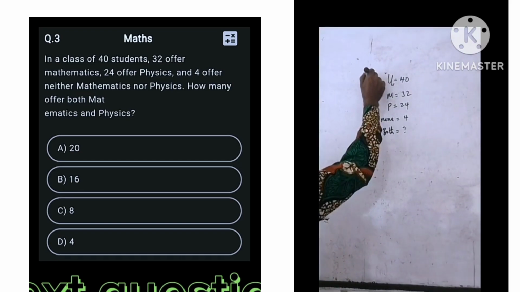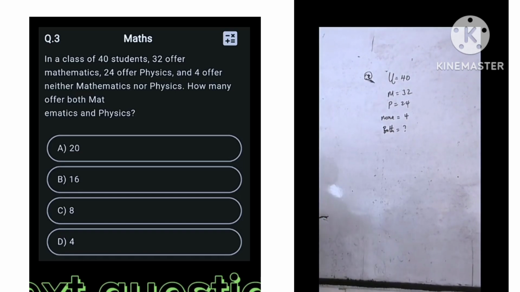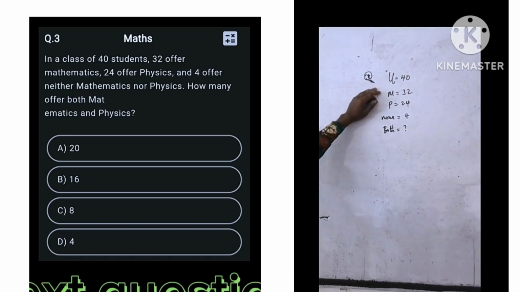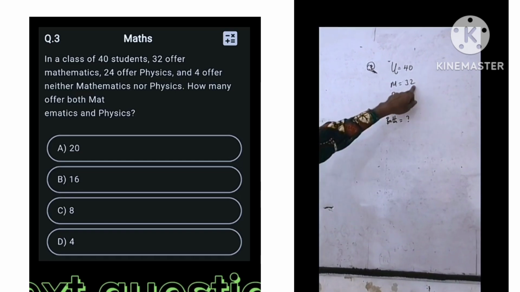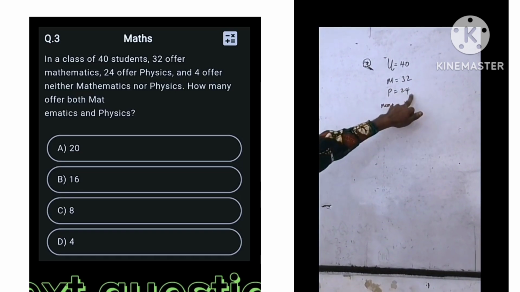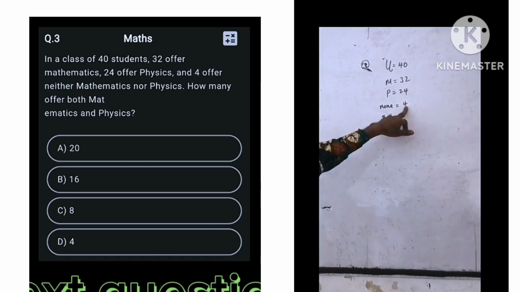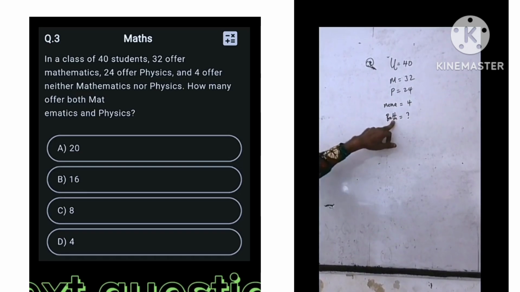Question number 3. So this question number 3 is coming from sets. The question says, in a class of 40 students, 32 offered maths, 24 offered physics, 4 offered neither of the subjects. We are asked to find how many offered both.